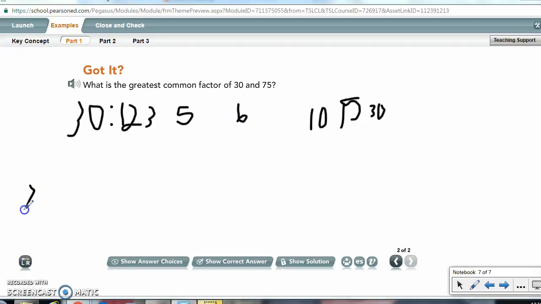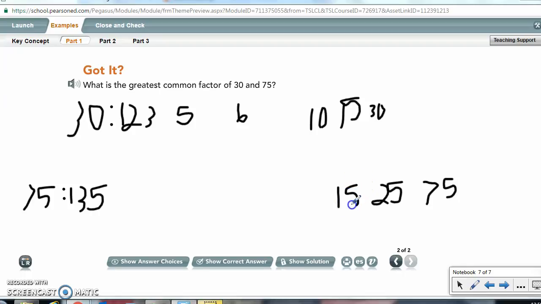Let's go down and do 75. We've got 1 and 75. We have 2, which does not go into 75. 3 and 25. Does 4 go into 75? Nope. 5 does though. 5 and 15. Triple checking my work. Does 6 go into 75?